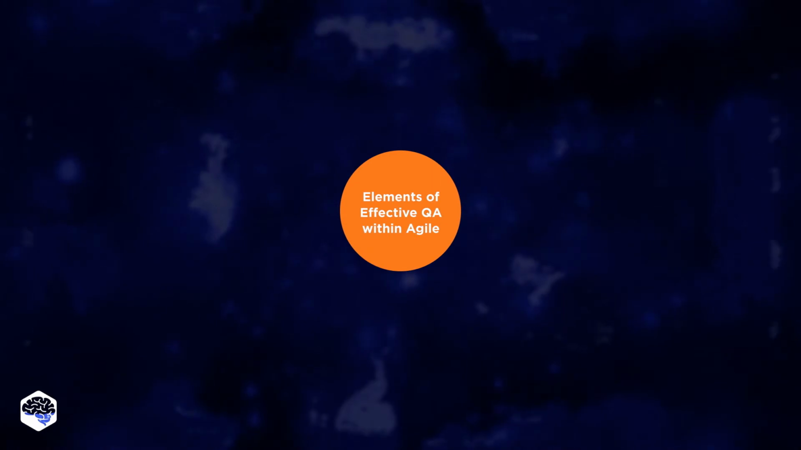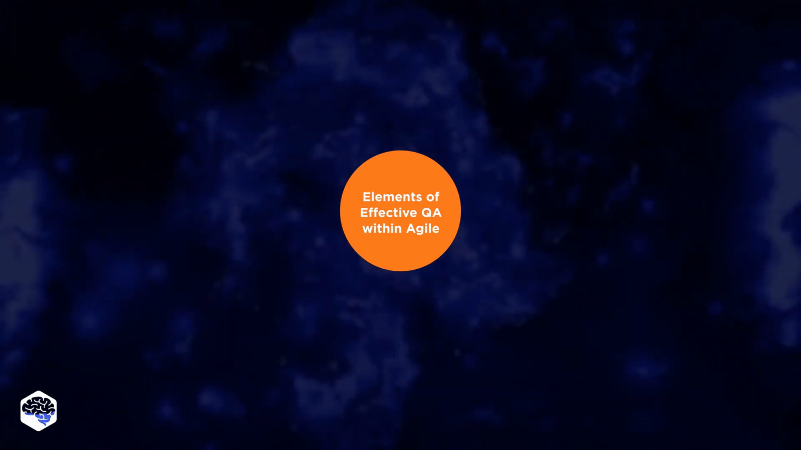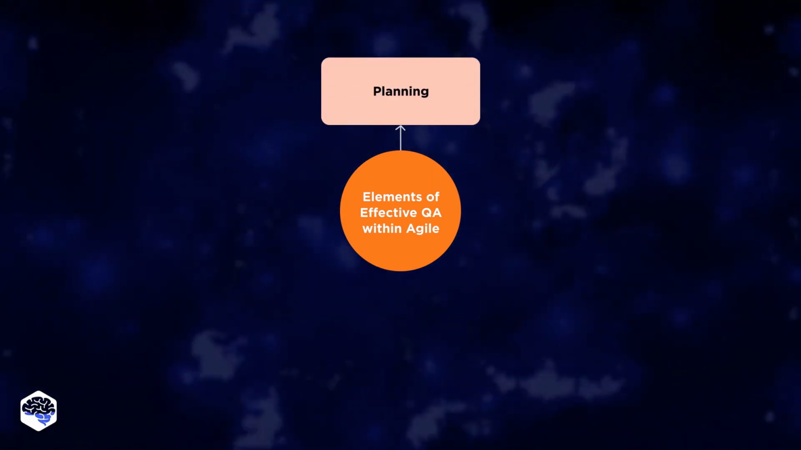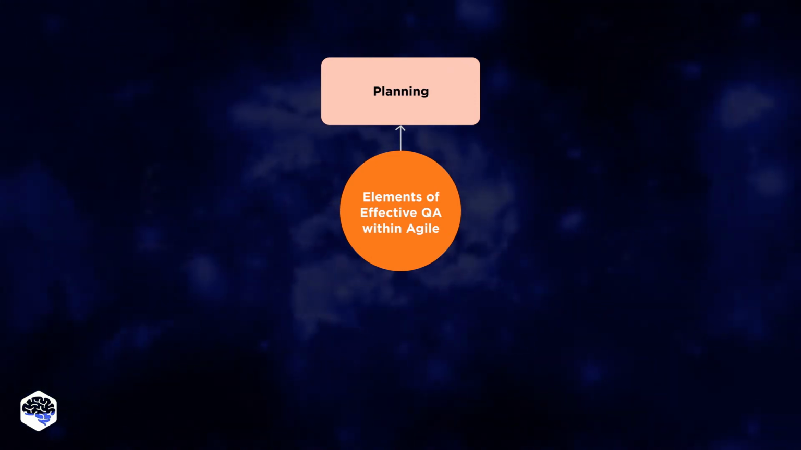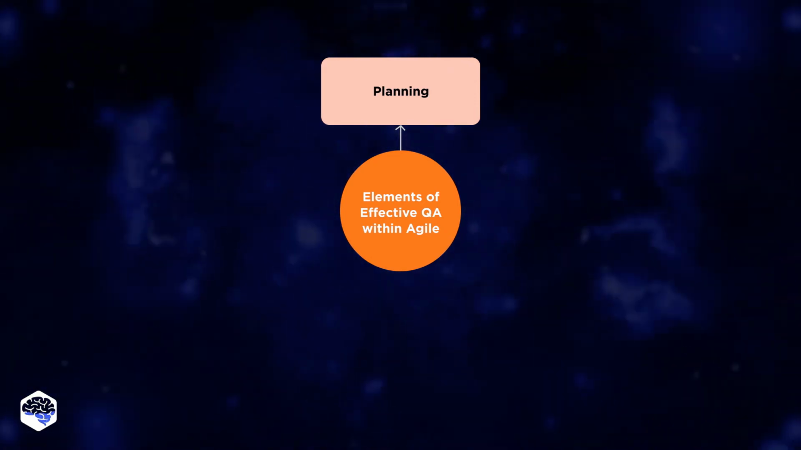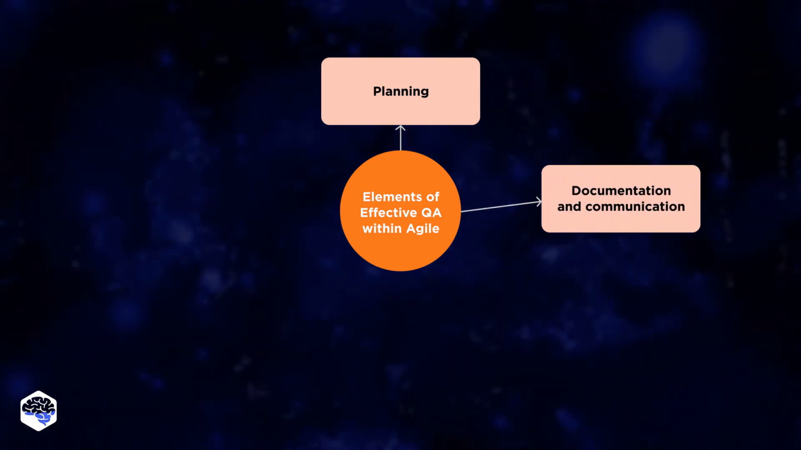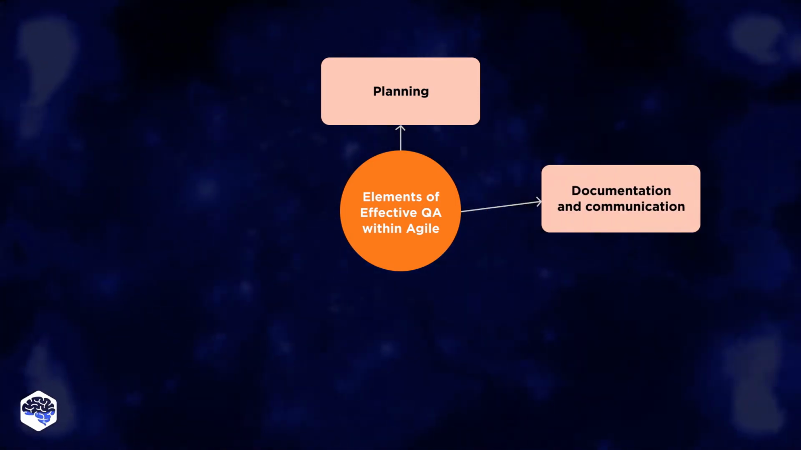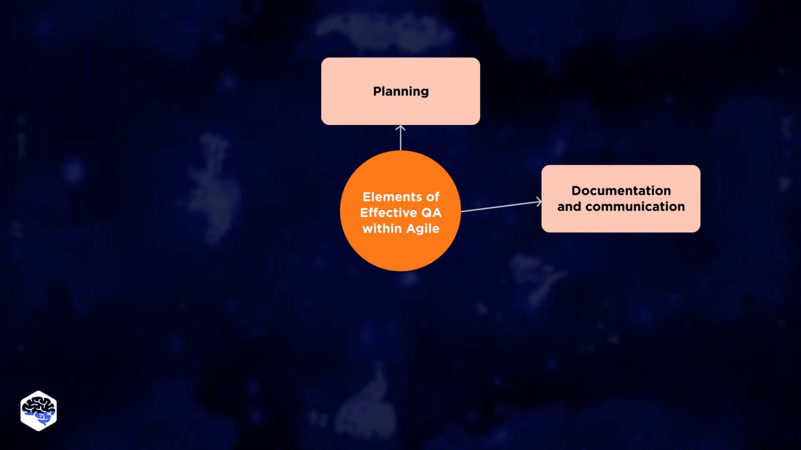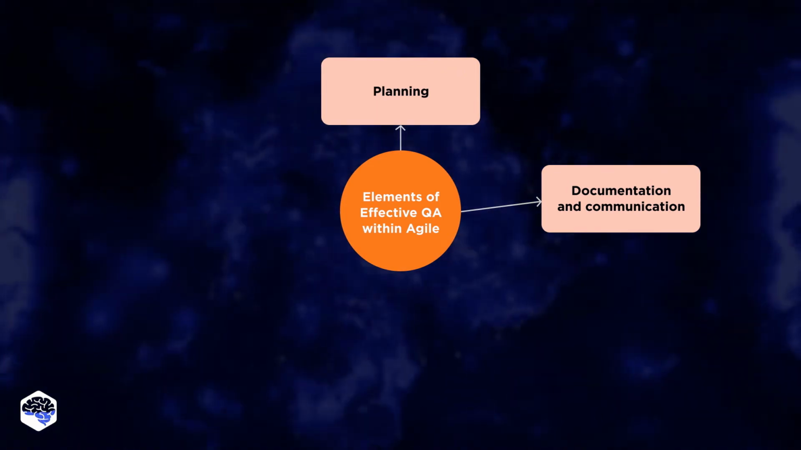Let's review the most important aspects of Agile QA. The first is planning. It is crucial to define acceptance criteria right away to find balance between quality and cost efficiency. The next aspect is documentation and communication. It is important to document the processes and task results.